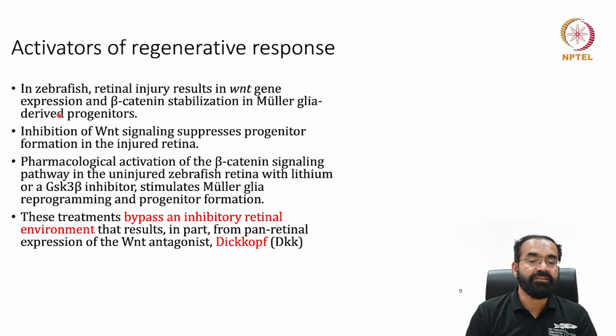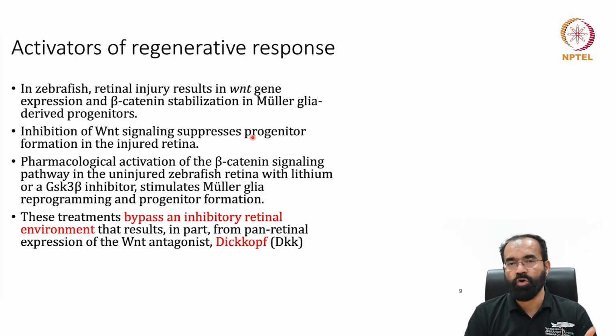Retinal injury results in Wnt gene expression and beta-catenin stabilization in the Muller glia derived progenitors. Inhibition of Wnt signaling can be done by multiple ways. You can overexpress DKK, or you can knock down some of these genes, or create a knockdown of beta-catenin itself. There are different ways of blocking Wnt signaling, and if you block the Wnt signaling, it can suppress the progenitor formation in the injured retina.